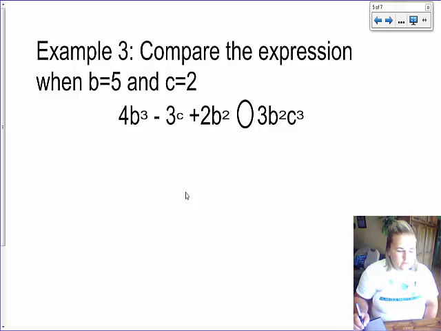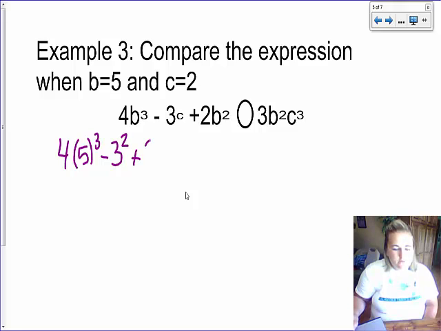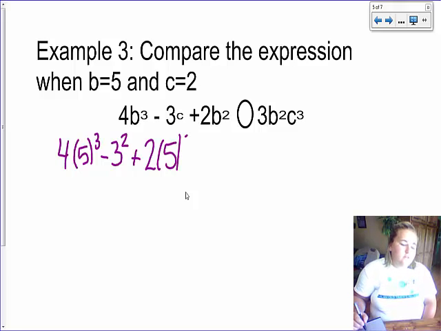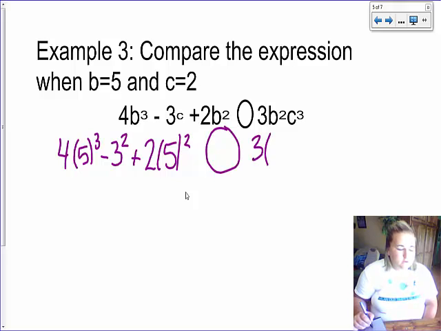So over here, we have 4. Instead of B, we put 5, and we're going to cube it. Minus 3, and instead of C, we're putting the 2, so it's 3 squared. Plus 2, instead of B, we put 5, and we're squaring that one. And we're comparing this to 3. Instead of B, we're going to put 5, and we're squaring it. Instead of C, we're going to put 2, and we're cubing it.